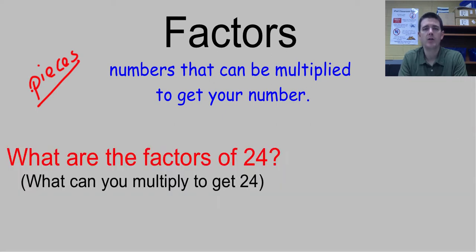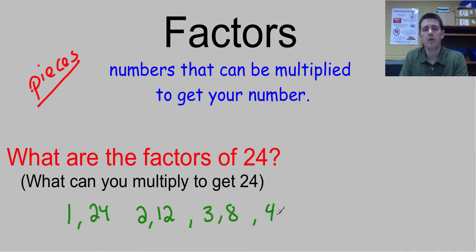What are the factors of 24? So basically think of what are all the numbers I could multiply together to get 24. The easiest way to do it is think of them in pairs. What times what gives me 24? So I could multiply 1 and 24 together. I can multiply 2 and 12, 3 and 8, 4 and 6. Those are all of my factors.